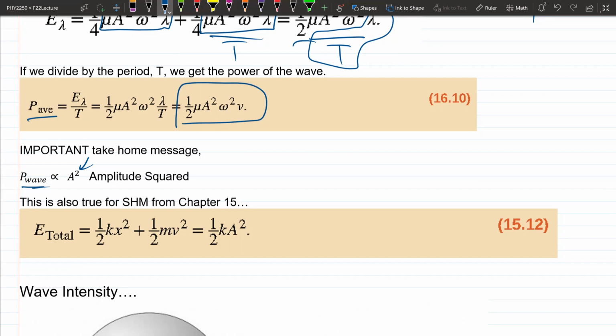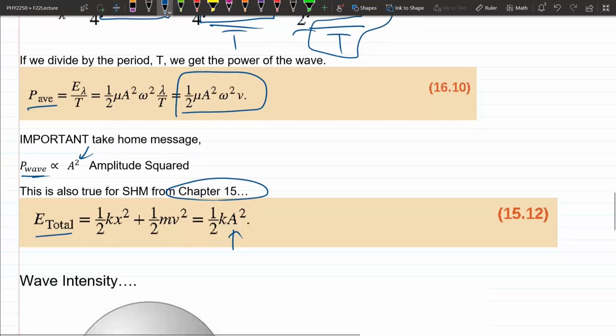This is actually the same in the case of the simple harmonic motion from chapter 15. I know it's from a long time ago. The amount of energy stored in a simple harmonic oscillator is 1/2 the spring constant times the amplitude squared. So this energy is always related to the amplitude squared. One more thing before I jump into the example.